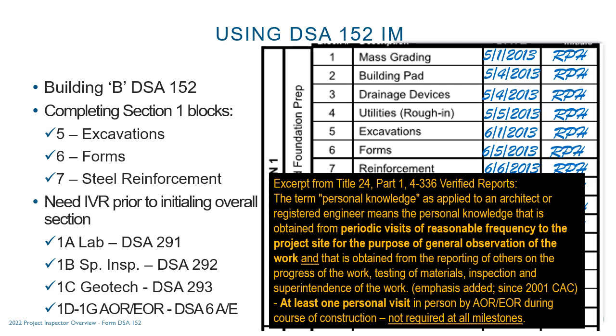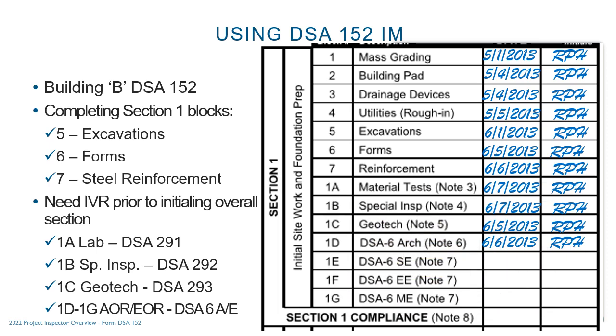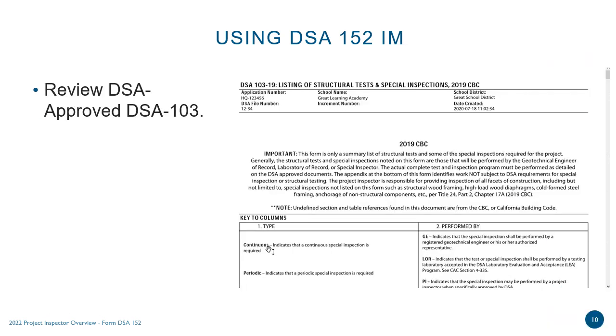But that kind of language has been present since about 2001 in the administrative code. So what DSA's interpretation of this particular section means is that there should be at least one personal visit in person by the design professionals during the course of construction. It's not required at all the milestones. However, we would certainly prefer to see that. But from a requirement standpoint, we're just sticking with the at least one per building. So once you've received all of the verified reports from the other design professionals, you can go on ahead and sign that off, and then your section 1 is complete.